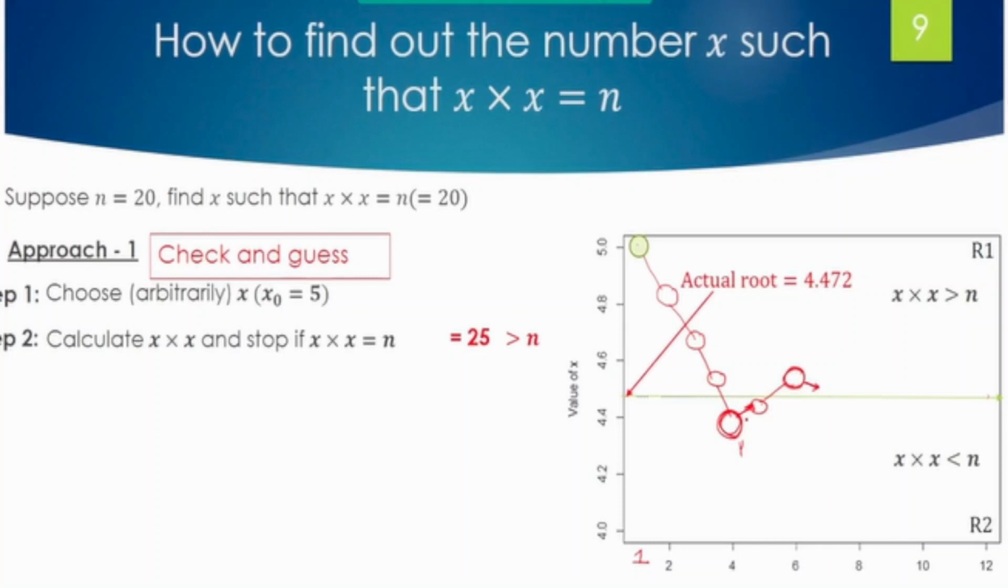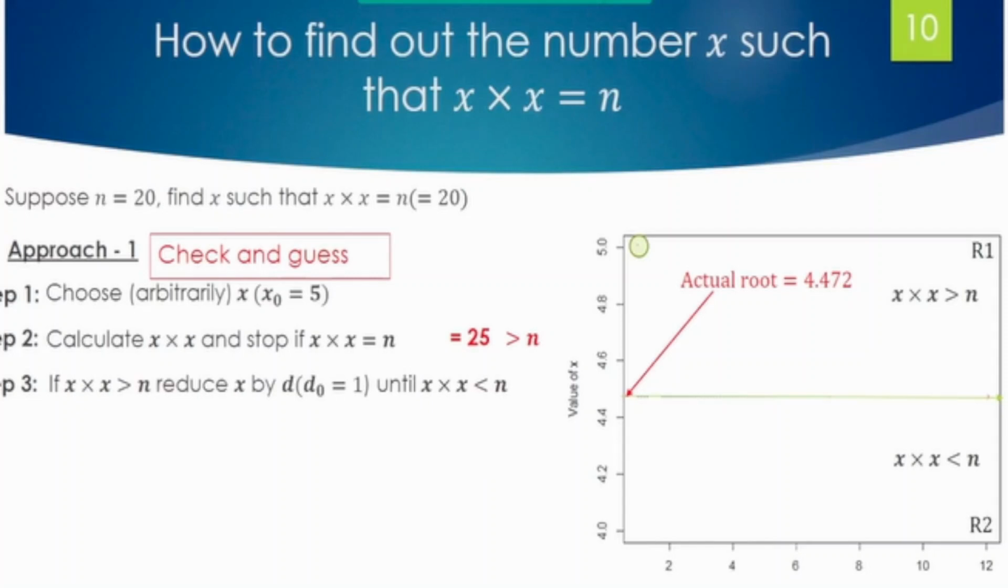Now let's write these steps in a more detailed way. So this is what I am writing. If x times x is greater than n, that means I am here, then reduce x by d until this x times x is less than n. That means we are in the R2 zone. From R1 we start reducing it, and once we reach the R2 zone for the first time, we stop that and then we will change the direction.